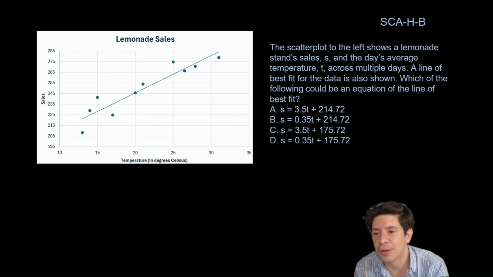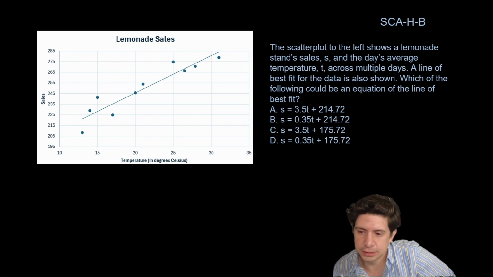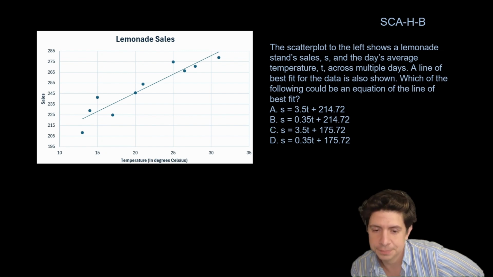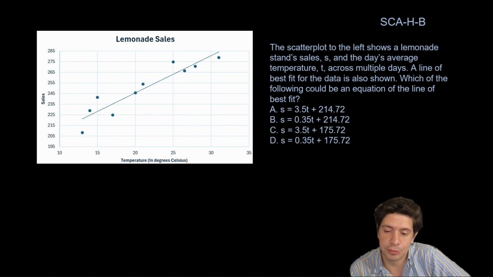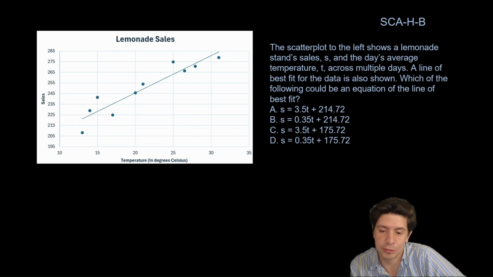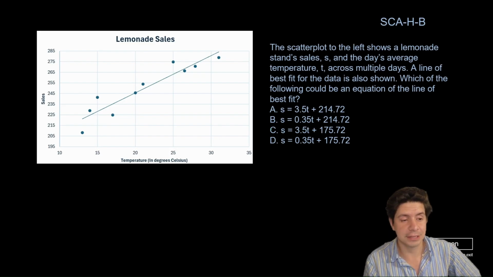Okay, now we have scatterplot HB. The scatterplot to the left shows a lemonade stand sales S and the day's average temperature T across multiple days. A line of best fit for the data is also shown. Which of the following could be an equation of the line of best fit? A, S equals 3.5 plus 214.72. B, S equals 0.35t plus 214.72. C, S equals 3.5t plus 175.72. And D, S equals 0.35t plus 175.72.